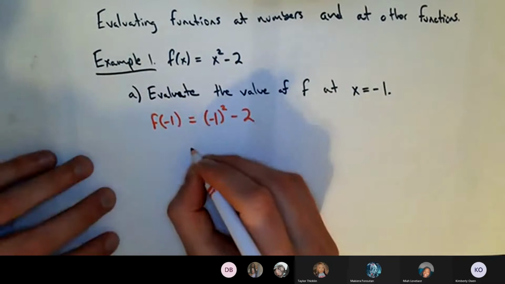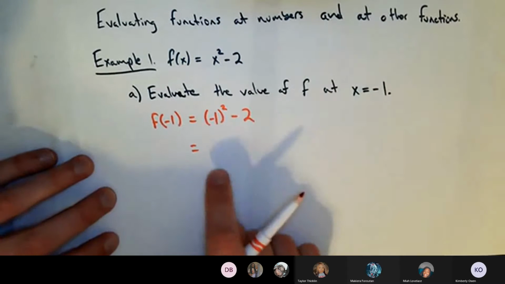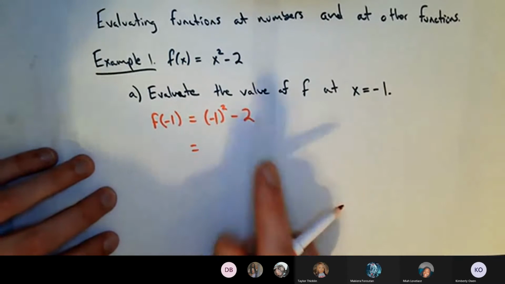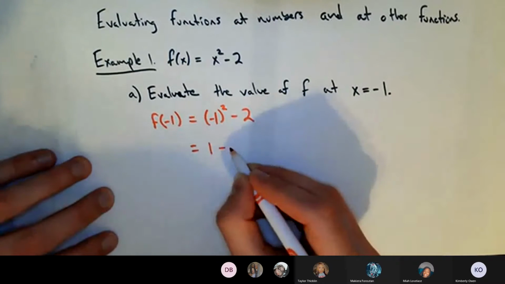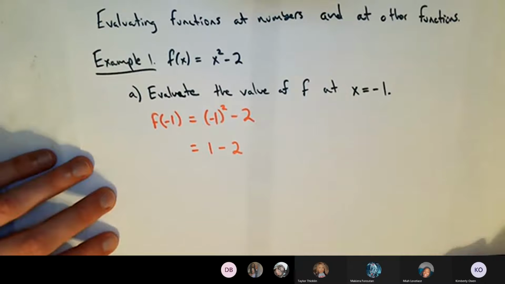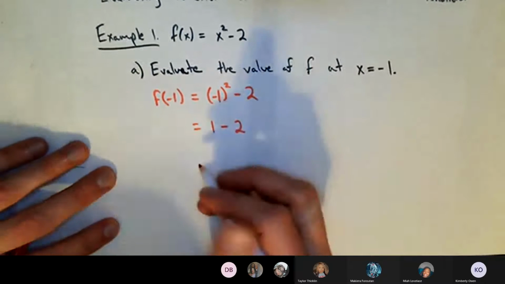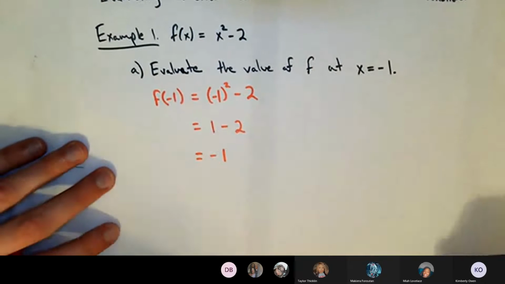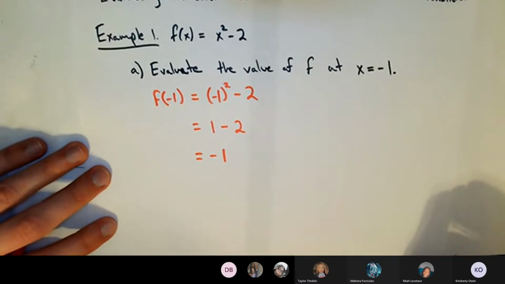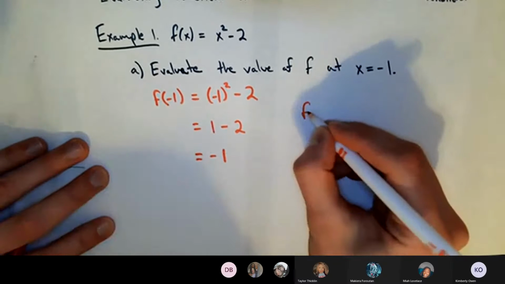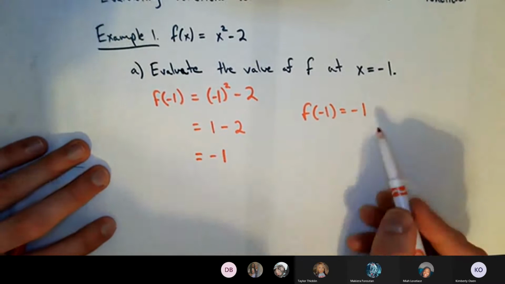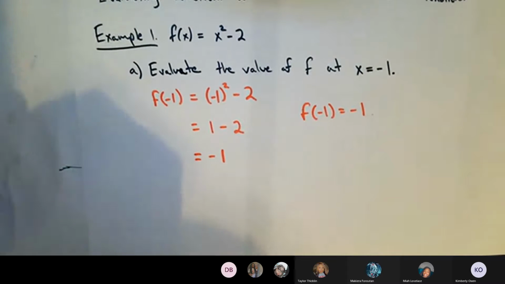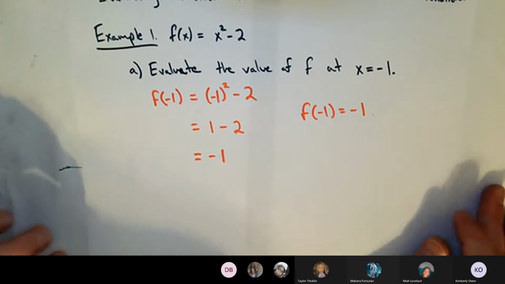Okay, so then we still need to evaluate this, right? All I've done is plug it in, but I actually need to compute it. (-1) squared is just 1, and then minus 2, and that's going to be -1. So f at -1 is equal to -1. It's a coincidence that it ended up being the same value. We'll do another one to show you that it can definitely be all sorts of different values.